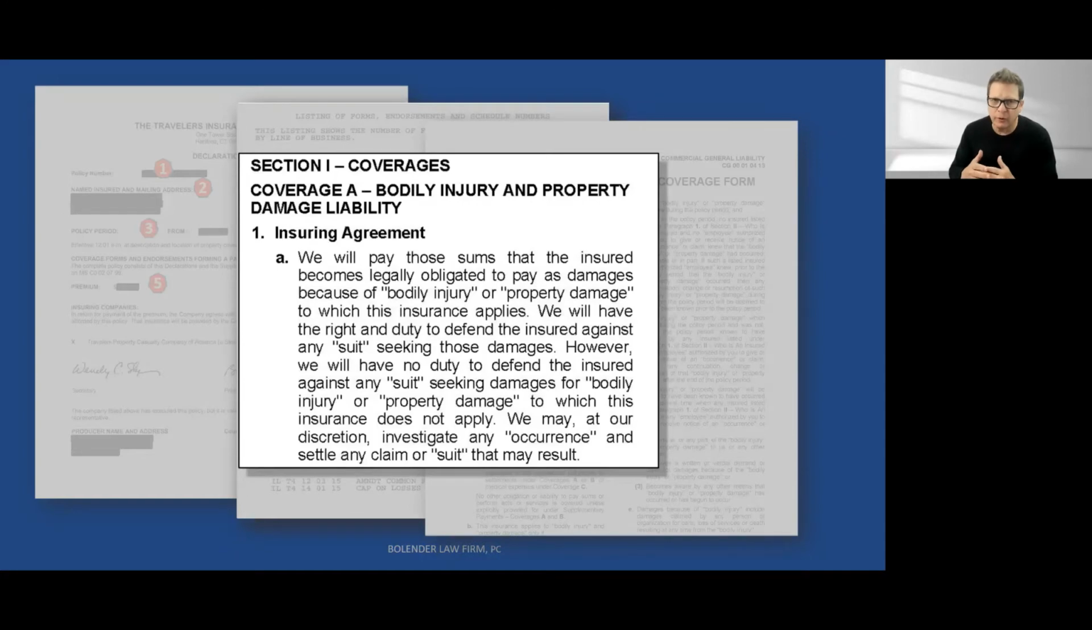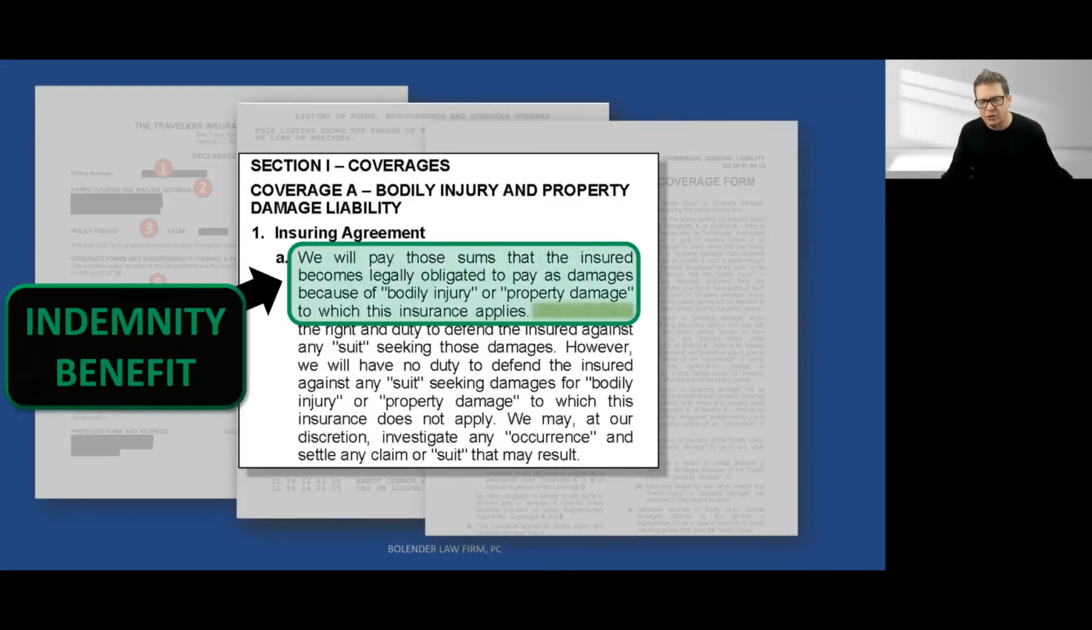As we go forward with our coverage analysis, it's important to remember the distinction between an insuring agreement and an exclusion, because that has implications in connection with the rules of interpretation and the burdens of proof. Now, let's focus on the first sentence of the insuring agreement.